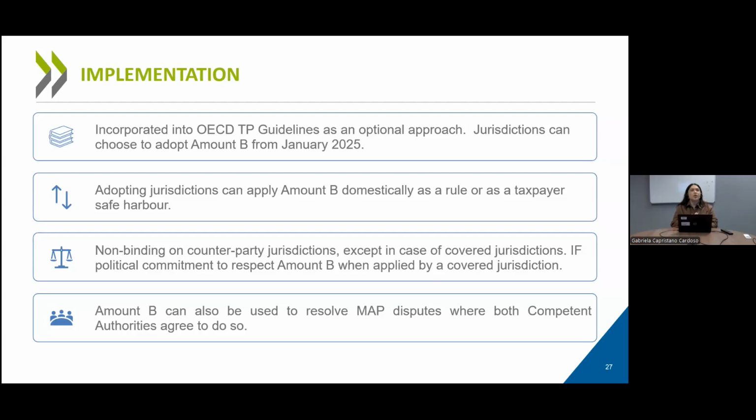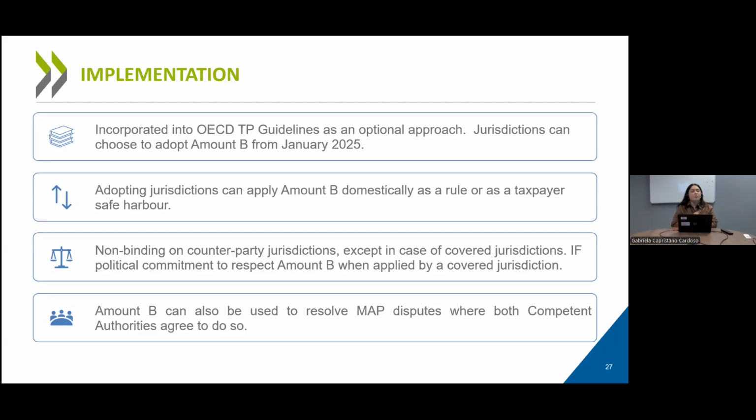And this is with the aim to enhance tax certainty. And as Achim was saying in the beginning of this webinar, Amount B fits within the simplification and the tax certainty agenda. So the political commitment is very important to enhance tax certainty. And within this realm of tax certainty, it's also important to note that Amount B can also be used to resolve MAP disputes, but only where both competent authorities agree to do so.